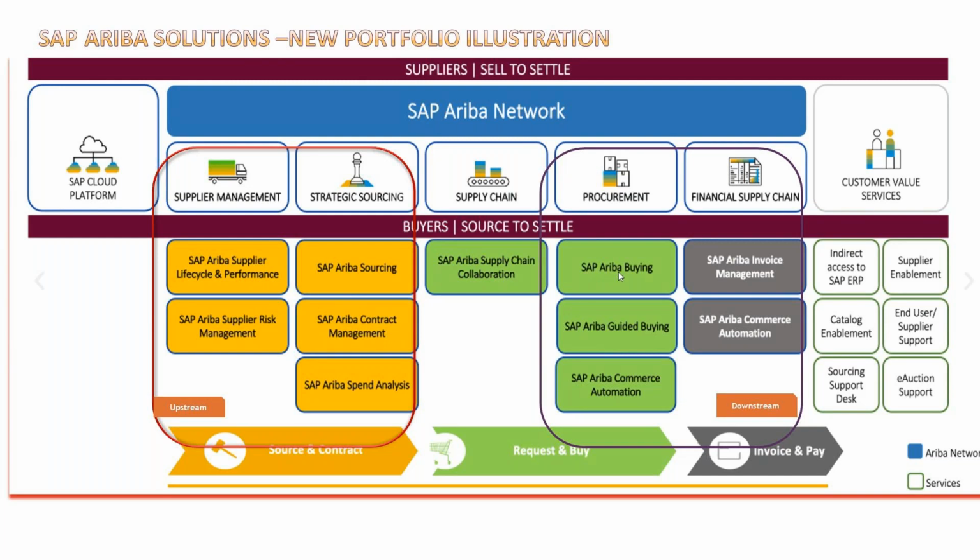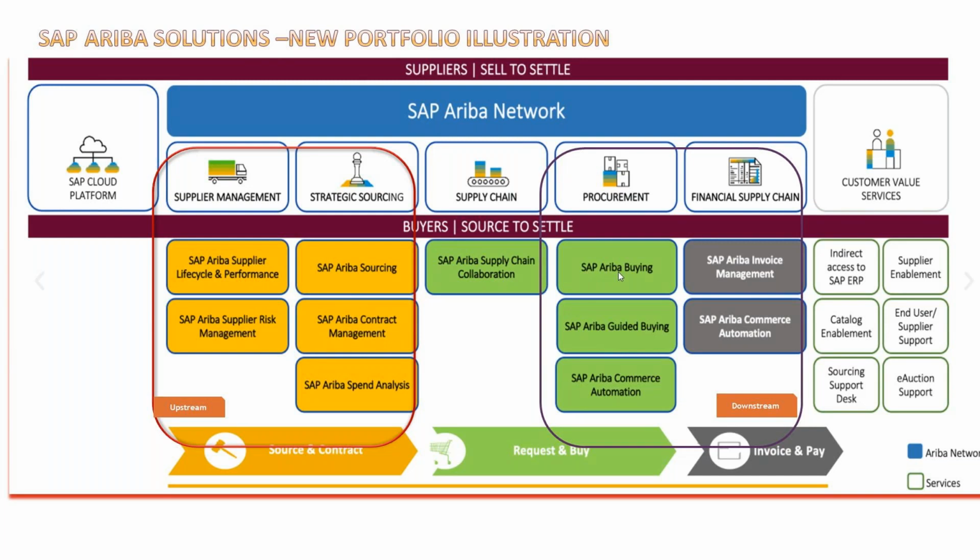Ariba buying system is not there because you are creating a PR/PO in S4. So what is the use of buying here? You are creating your PR/PO in S4, and the PO will be sent to the supplier. The supplier will have the supplier network, Ariba network, so he will be able to see it there.